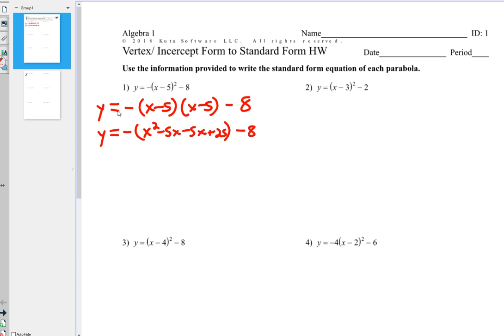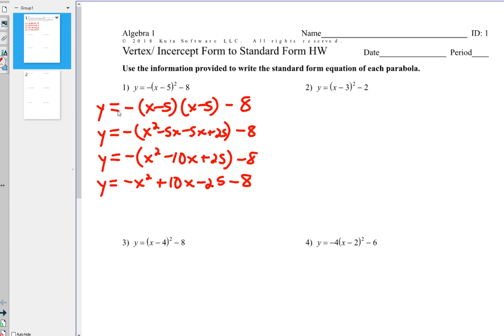Minus 8. But before that minus 8 can join the party, there's a couple things you can do. You can first combine like terms. So negative 5x minus 5x is negative 10x. What happens if I distribute a negative 1? What happens if you multiply any number times negative 1? Say again? Very good, the signs change. We get negative x squared plus 10x minus 25, and then this minus 8, which hasn't had a chance to join the party, but now it will.